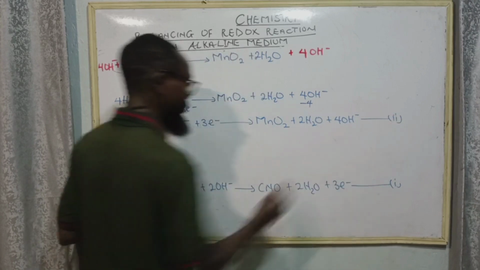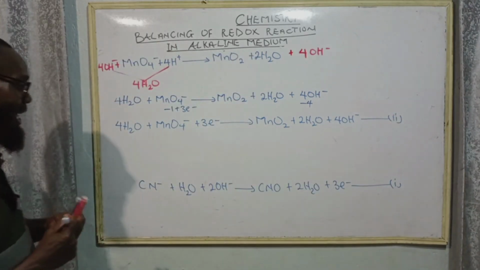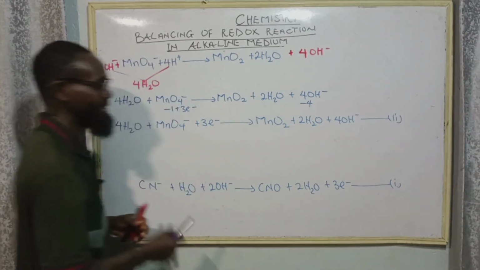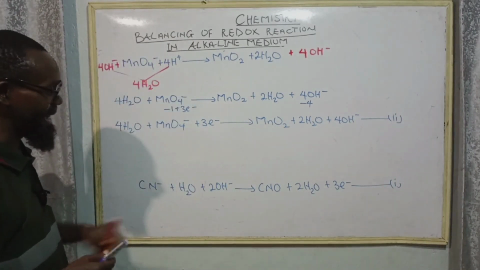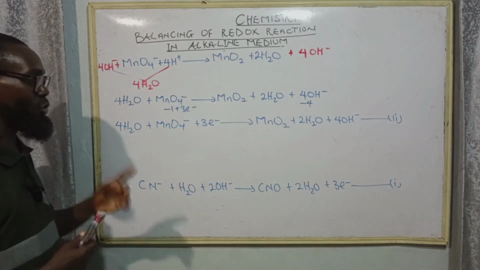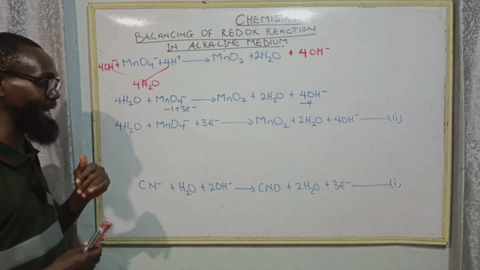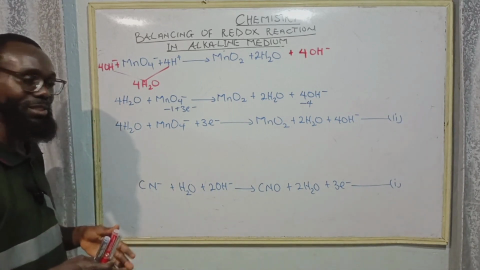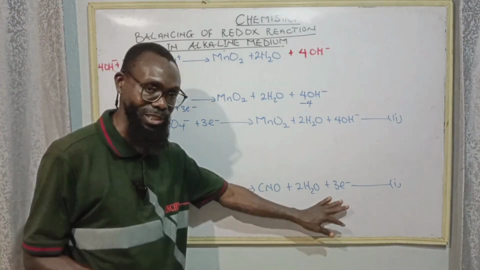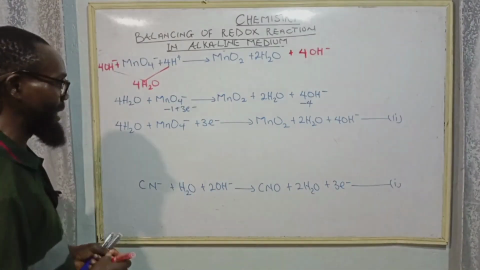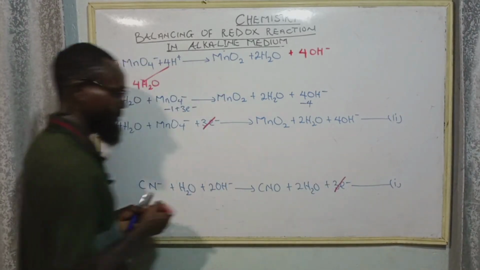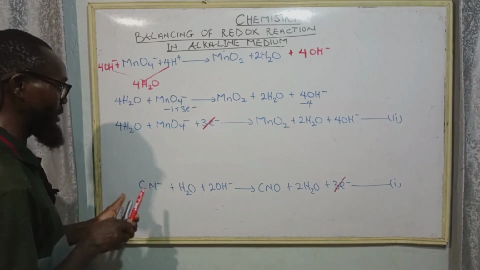Equation 2. Fine. The electron here is 3, the electron here is 3. In fact, this is perfect. The electron in both sides, they are 3. But you have to note that you must make sure the electrons are not on the same side. This electron here is on the reactant side, this one is on the product side. Okay, we cannot take them. 3 electrons cancel 3 electrons. Then I have to combine the equations.